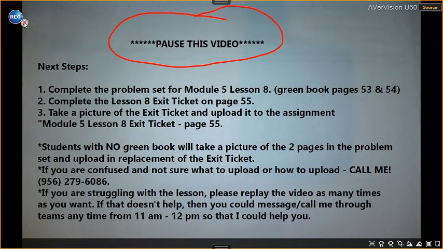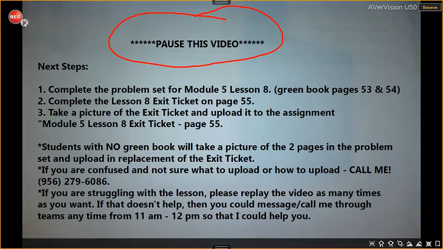Alright, boys and girls, so we have concluded our lesson for today. So go ahead and pause this video so that you can see the next steps. So these are the next steps. 1, you're going to complete all the problem set for Module 5, Lesson 8. If you have the green book, these are pages 53 and 54. If you don't have the green book, then obviously it's called Module 5, Lesson 8, Problem Set.